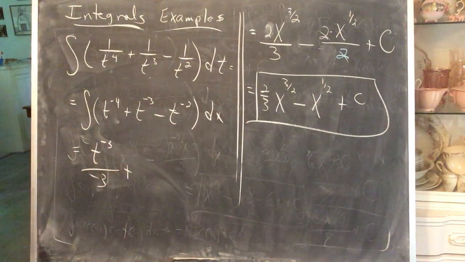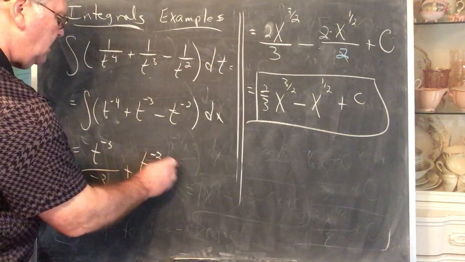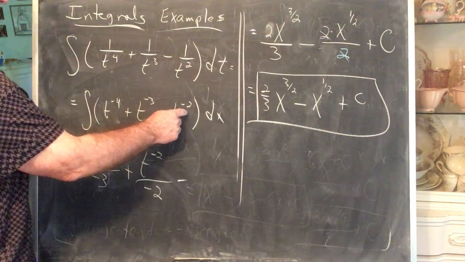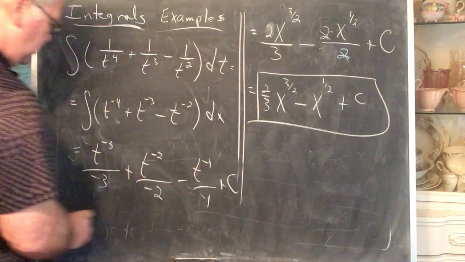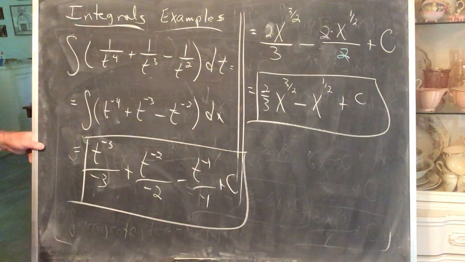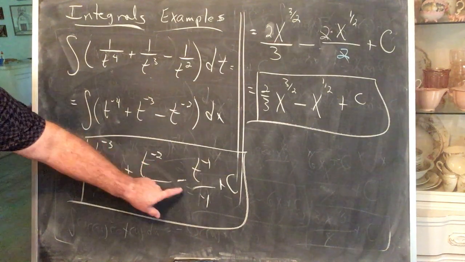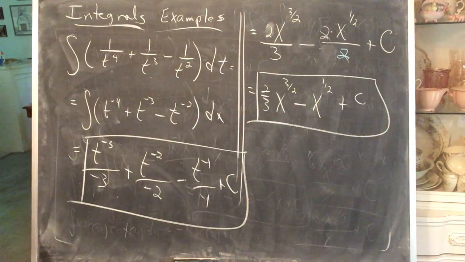This is now same song, 2 more stanzas. Add 1 to the exponent, divide by the new exponent. Add 1 to the exponent, divide by the new exponent. That's good enough for me. You can simplify this a little bit. This negative cancels with that, but that's good enough.